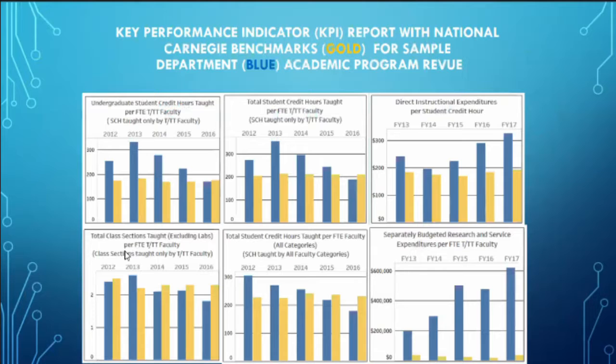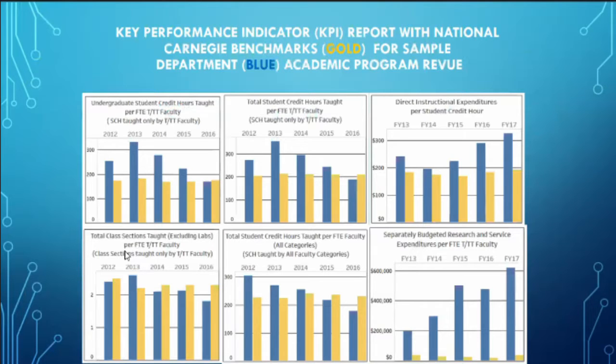You also will see in the lower left two charts, organized class sections taught and total student credit hours for all faculty combined. So again, this adds important context if you're doing academic program review. So the importance of this is that it really captures the overall picture of a department's productivity and cost in a single page.